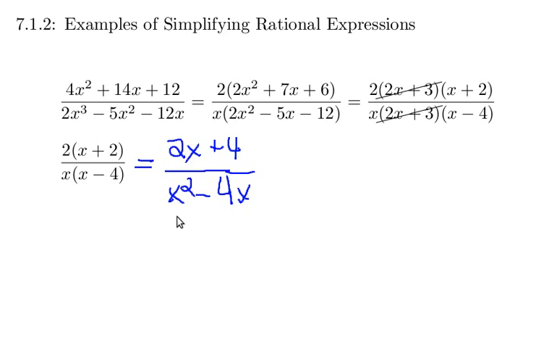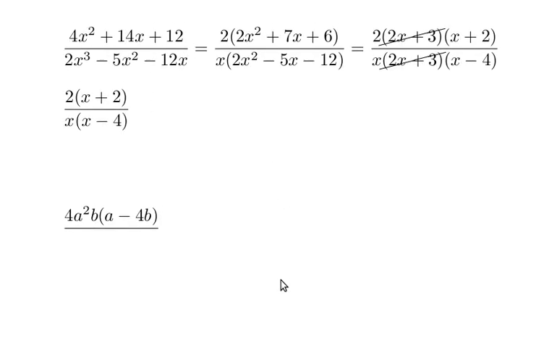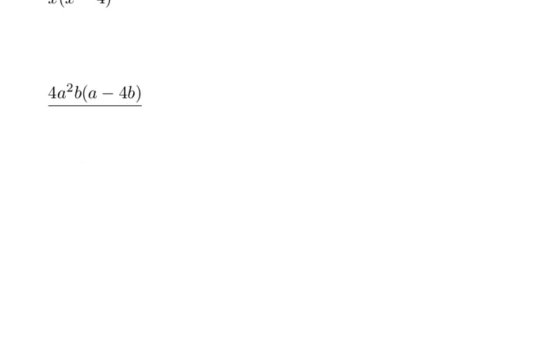So let's go on to another example. And here, we'll do 4a squared b times a minus 4b. Okay, so this is example 2. 4a squared b times a minus 4b over 2ab. Wait a minute. Whoops. I'm actually giving you the answer. Huh. Let's pretend you didn't see that. Yeah, pretend that's gone.